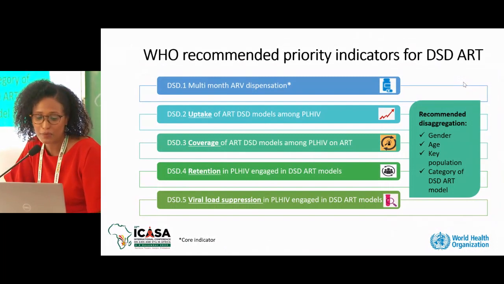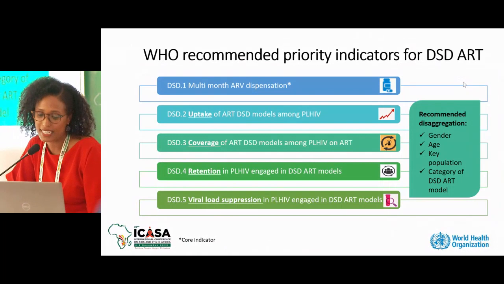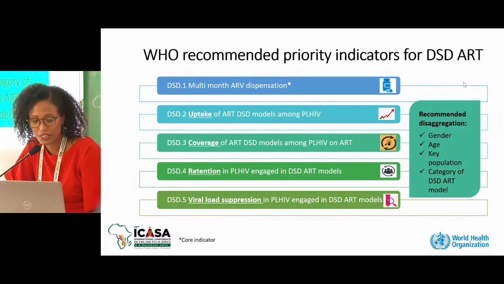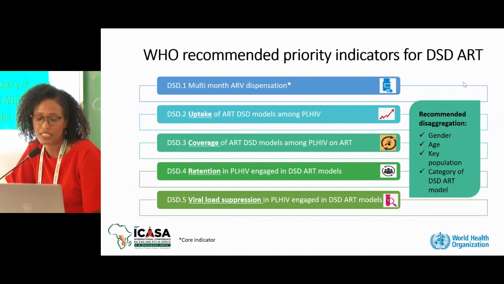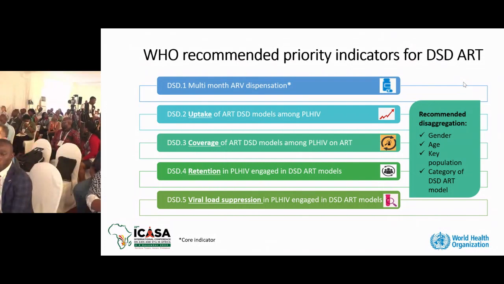So as I mentioned, WHO recommends 5 priority indicators for monitoring DSD-ART. And these are the indicators that are deemed as essential. So really the minimum to be able to track through routine monitoring systems. But of course, countries may wish and need to adopt additional indicators for more in-depth monitoring to look at issues such as quality or efficiencies, and also use other data sources such as community-led monitoring.